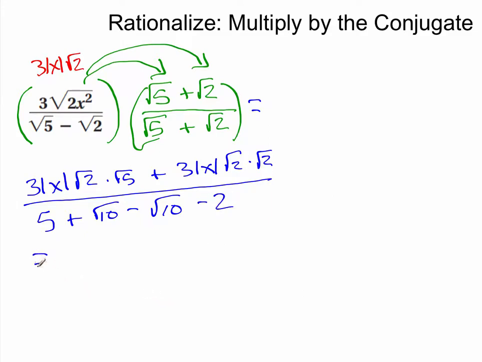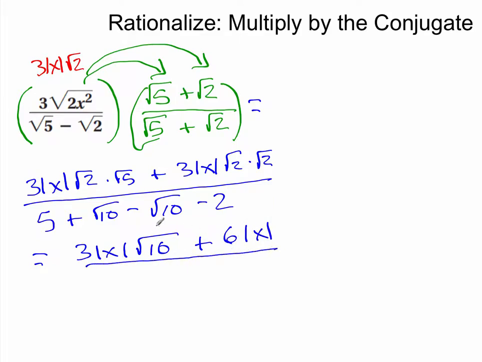So let me simplify. My numerator is going to be 3 times the absolute value of x times the square root of 10. And there's, yuck, that's just ugly. Plus 3 times the square root of 2 times the square root of 2 is 2. So 3 times 2 is 6 times the absolute value of x, divided by, let's see, what have we got here? Those are going to cancel, so I'm left with 3.